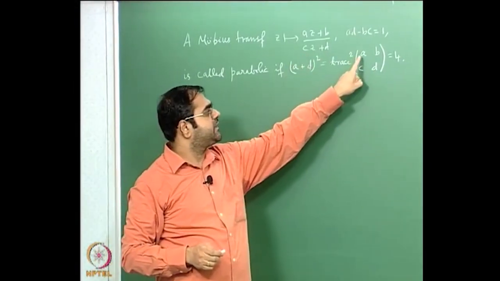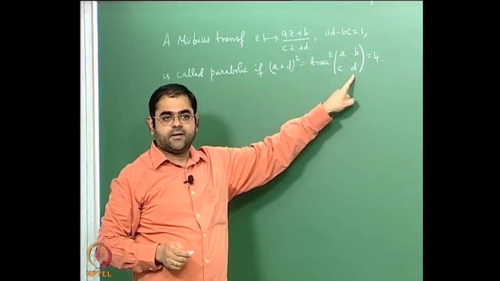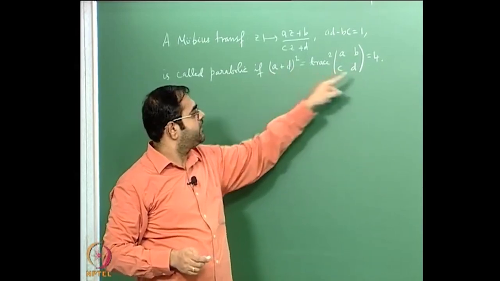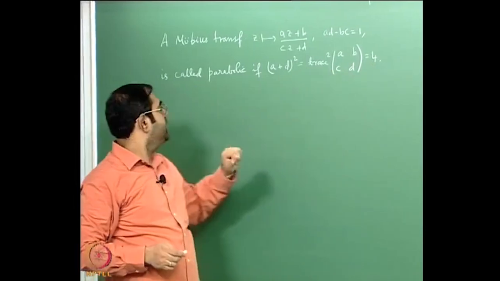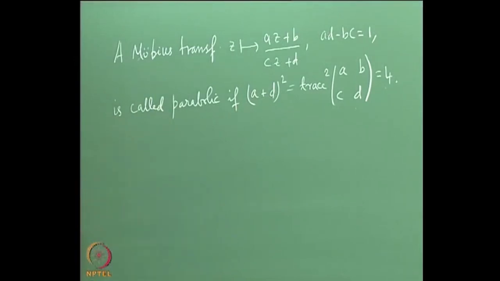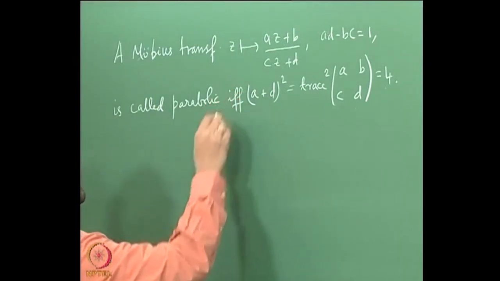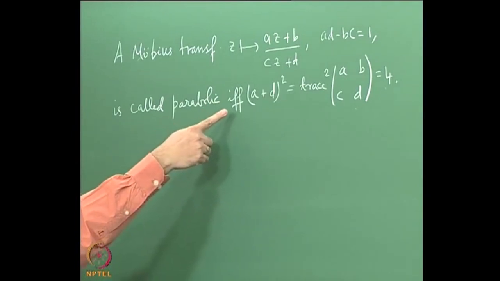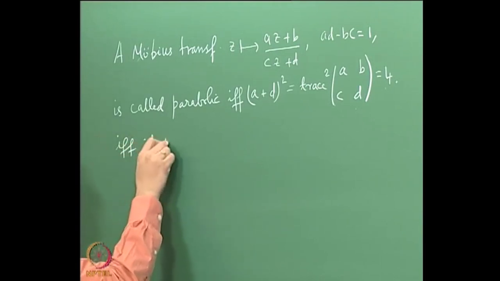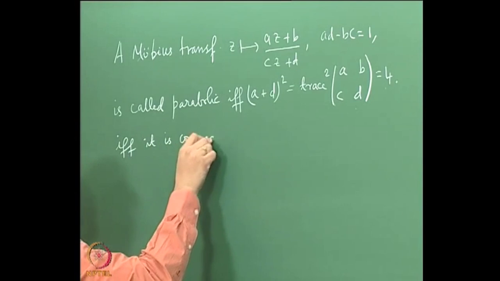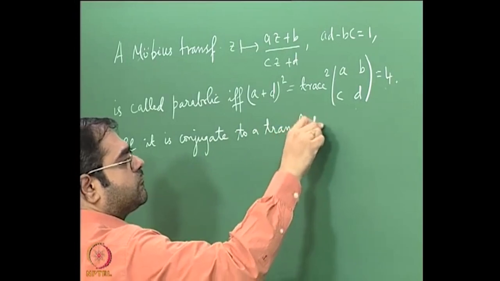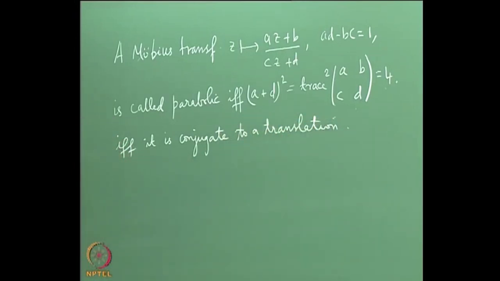Of course the other representative is minus A, minus B, minus C, minus D. All right, and if you take the trace squared, the condition that it is 4 will give you the condition that it is parabolic. In fact, what I proved yesterday, in the last lecture, was that it's parabolic if and only if this is equal to 4, if and only if it is conjugate to a translation. Okay, so this is what I proved yesterday.